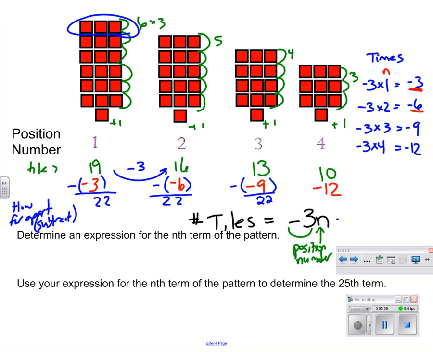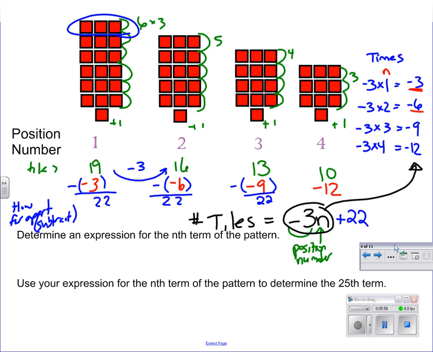So it seems like we have a constant value of 22 higher than what we had when we just have the value of negative 3n, because those are my times table values, right? So I had to increase it so that I had positive values. So that means our expression for the nth term of the tiles is number of tiles is negative 3n add 22.